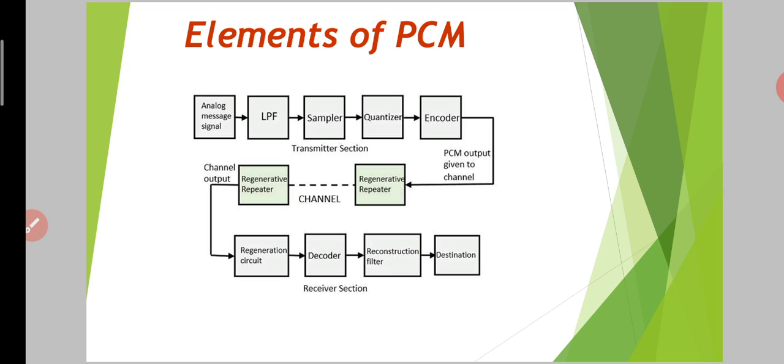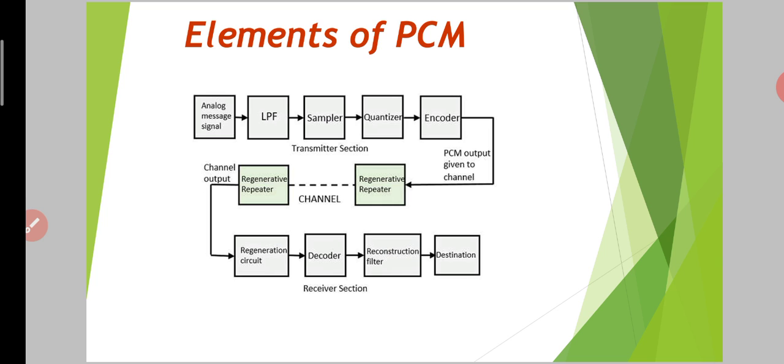In pulse analog modulation, there are PAM, PPM, and PWM: pulse amplitude, pulse position, and pulse width modulations. These come under analog communication systems, which we already learned in the last semester. In the present semester, in pulse digital modulation, the first modulation technique is pulse code modulation.